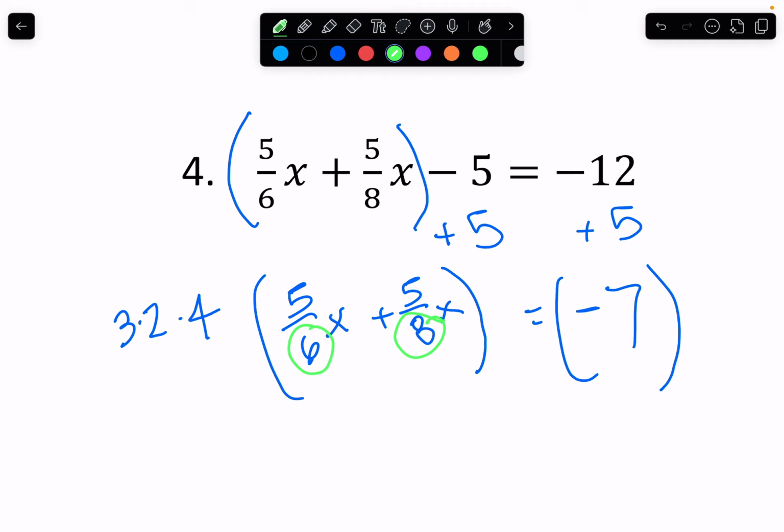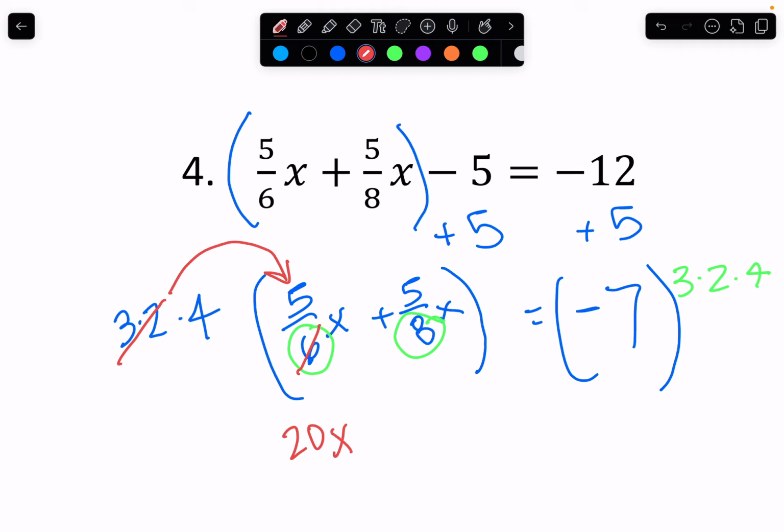All right, okay. So let's multiply times 3 times 2 times 4, but I have to multiply both sides, 3 times 2 times 4, right? All right. First thing I'm going to do is multiply 3 times 2 times 4 times 5/6. The 3 and the 2 and the 6 cancel. I'm left with 4 times 5. That's 20x.